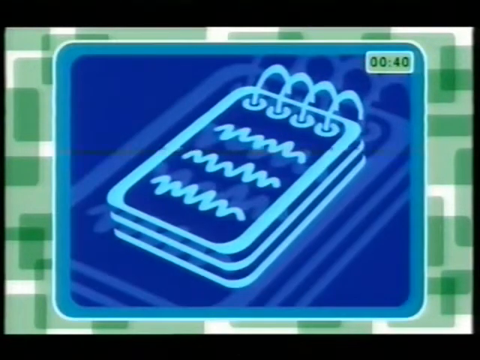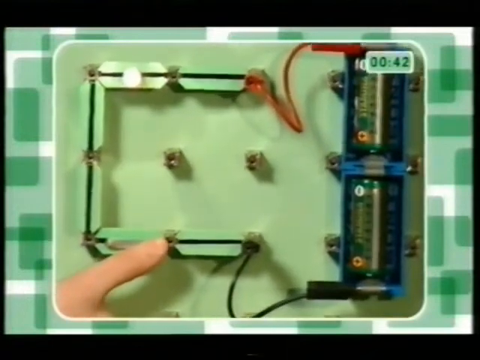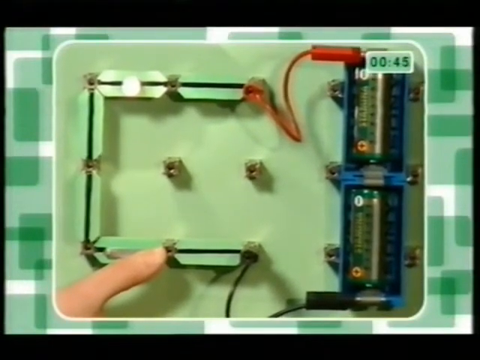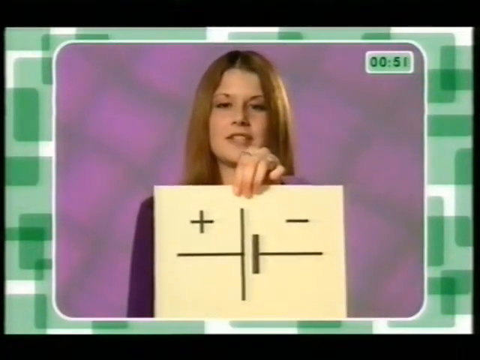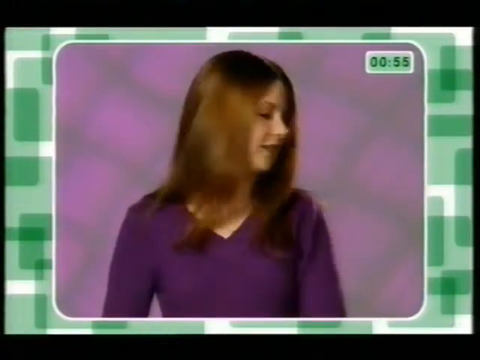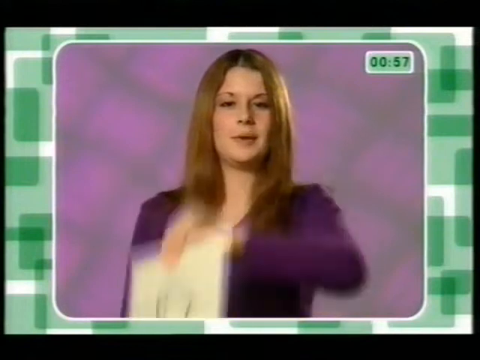Here's what you need to know. Current is the flow of electrical energy around a circuit. Symbols are used to represent the different components. Like a cell, several cells together make a battery. A switch, a light bulb, and an ammeter. You need to know how simple circuits work and how the number and type of components can change the size of the current.